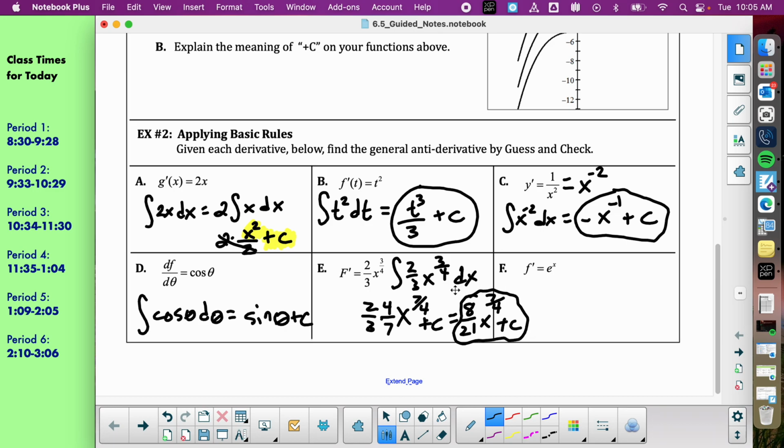I don't think this last one's on your sheet. No, but I feel like you should know this last one. Somebody want to call on? There you go. The derivative of e to the x is e to the x, and so the integral of e to the x is e to the x plus c. Okay, nice.